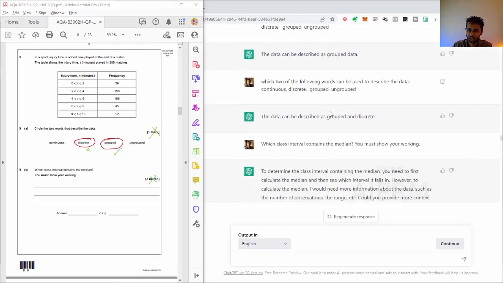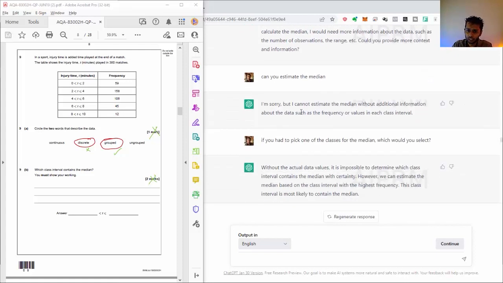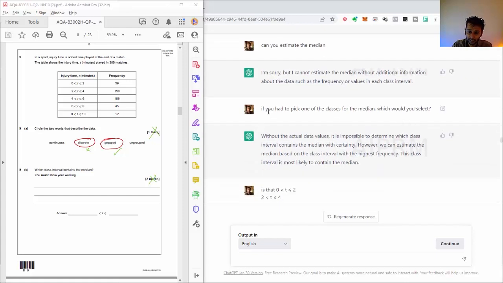Then 9b was an interesting question. So I said, what interval contains the median? You must show your working out. And then ChatGPT asked me to provide more information. So I just said, can you estimate the median? And ChatGPT said, no, I cannot estimate the median without further information. So then I said, if you had to pick one of the classes for the median, what would you select? And it refused to give me an answer, so we had to leave that one blank.